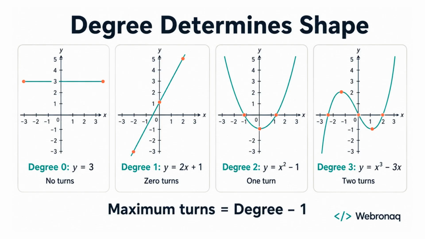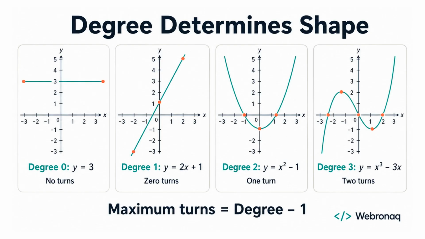A degree 2 polynomial like y equals x squared minus 1 is a parabola, curving up with exactly one turning point at its vertex. And a degree 3 polynomial like y equals x cubed minus 3x has two turns. It climbs, dips, then climbs again, crossing the x-axis at roughly -1.73, 0, and 1.73.